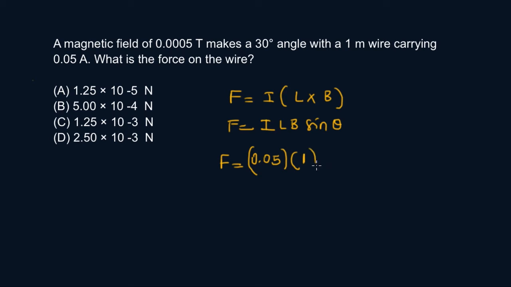Length is 1. Magnetic field density is 0.0005. And sine of 30 degrees, that's 0.5, I believe, 1/2. Putting that into your calculator, 0.05 times 0.0005 times sine of 30. So I have 1.25 times 10 to the power -5 Newton.